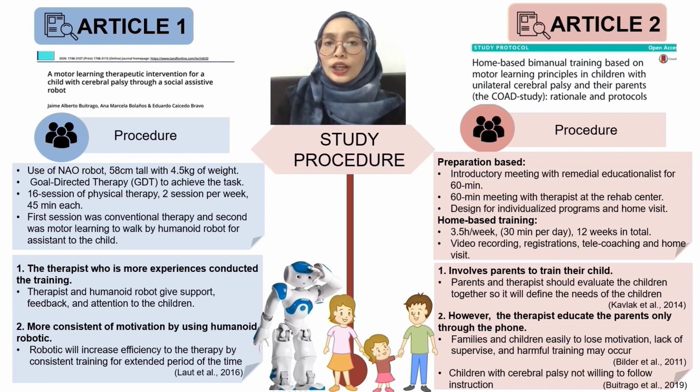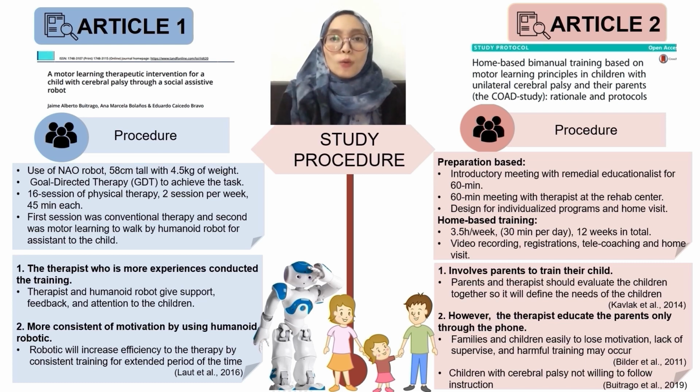Next, the procedure for article 2 consists of preparation-based and home-based training. For the preparation-based, it has an introductory meeting with a remedial educationalist for 60 minutes with parents, and then a 60-minute meeting with therapists at the rehab center, and then design of an individualized program and home visit. While the home-based training is where the parents do the training at home with their cerebral palsy children.